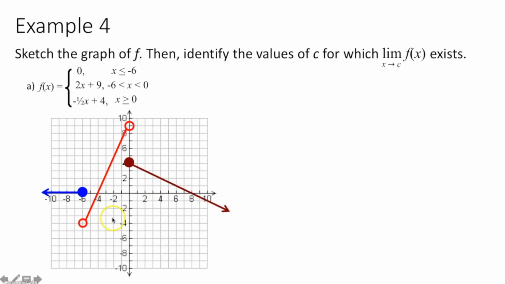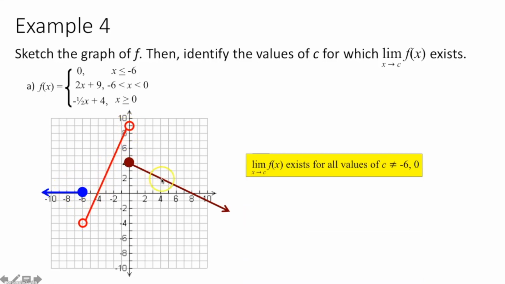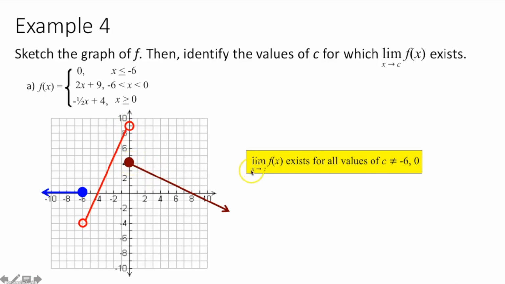Now what we need to do is determine the values of c for which the limit as x approaches c of f of x exists. Well, it's just not going to exist anywhere where the limit from the left and from the right are not equal. So that would be at x is equal to negative 6 and x is equal to 0. We would have limits that do not exist because they approach different numbers from the left than they do from the right. So you can say that the limit as x approaches c of f of x exists for all values of c not equal to negative 6 or 0.